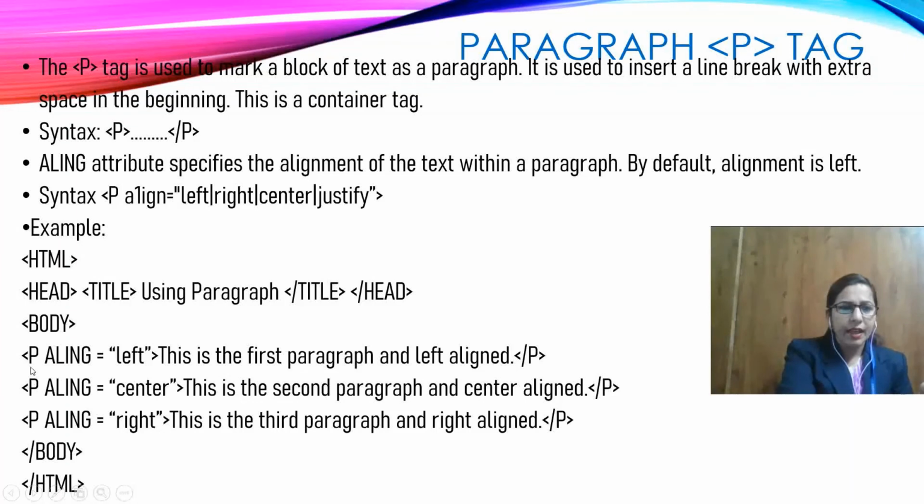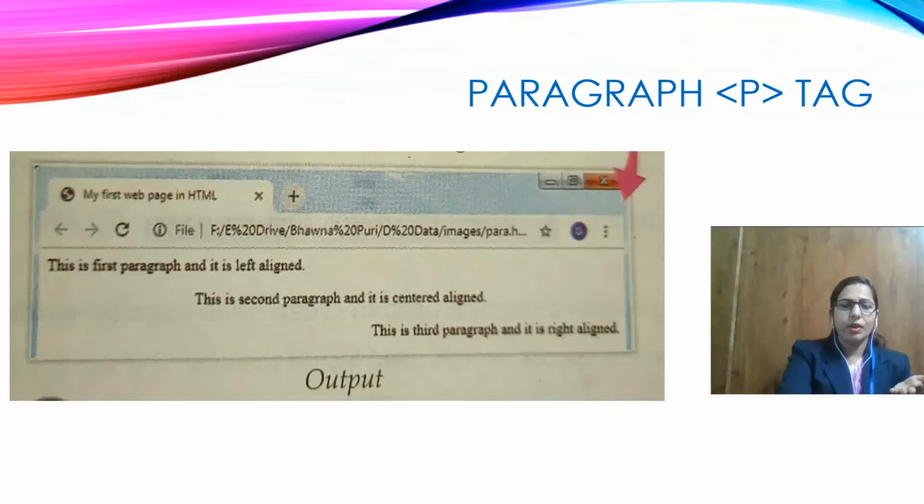Write here p, and after p, space, write down the spelling of align. Okay, and then an equal to sign, then in double quotes left, in double quotes center, in double quotes right. Okay, this is the first paragraph, that is left aligned, and close the p tag, the ending of p tag. Here also the ending of p tag, ending of p tag. So here I have used the p tag, the paragraph tag, 3 times. Okay, and the body tag, because we have started it here, we have to end it, and then the HTML tag. See what the result is of this.